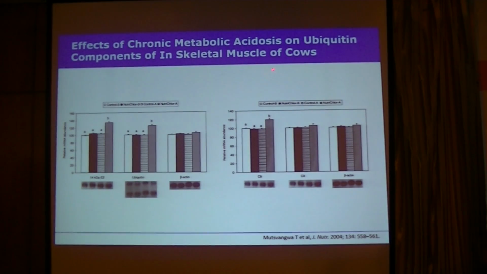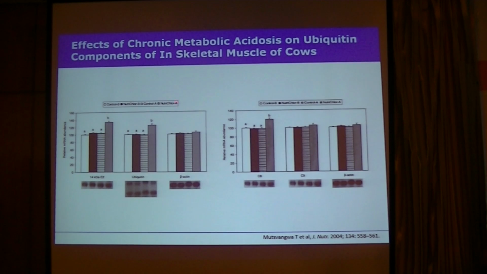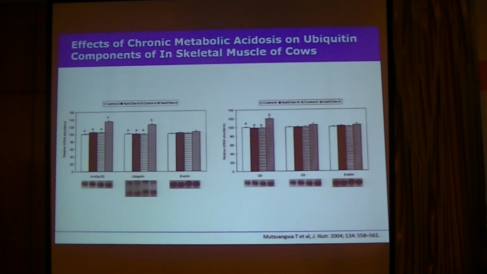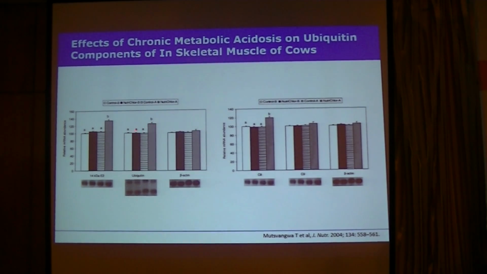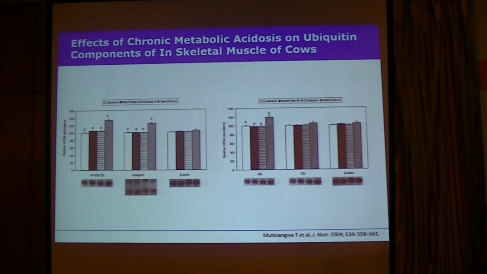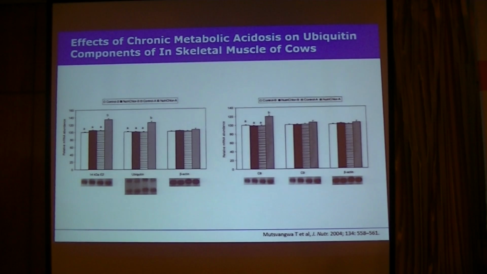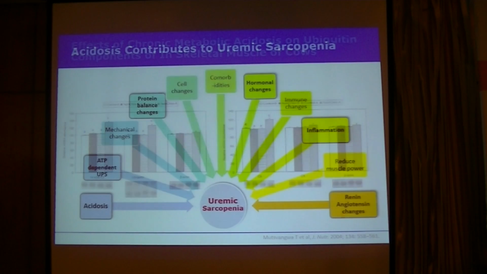I just show some elements. This is not in humans, but in cows, so it's an animal experiment. If you create an acidotic state in the cows, you see immediately that you increase expression of ubiquitin or some subunits of the ubiquitin. So if you activate the acidotic status, you activate the proteasome based on ubiquitin or different components. It's just proving that the acidotic state increases ubiquitin proteasome action and creates a catabolic state for the patient.